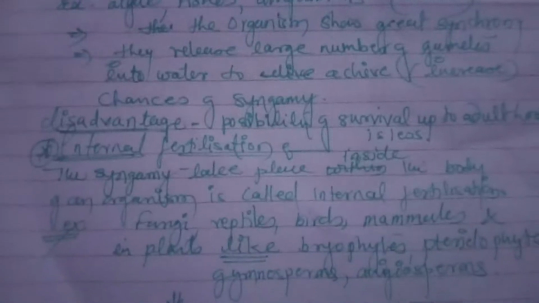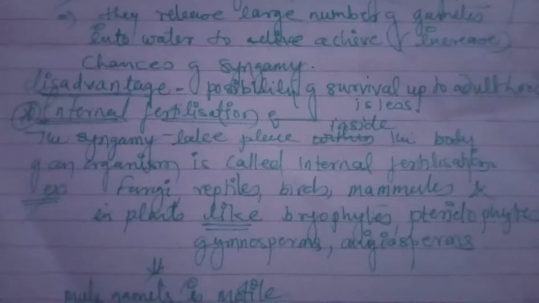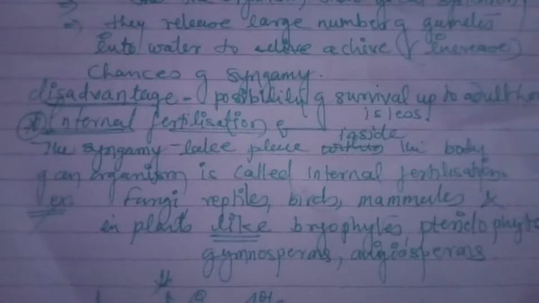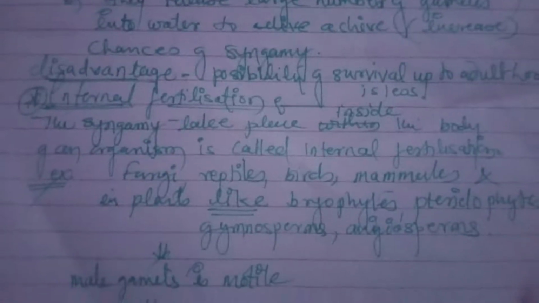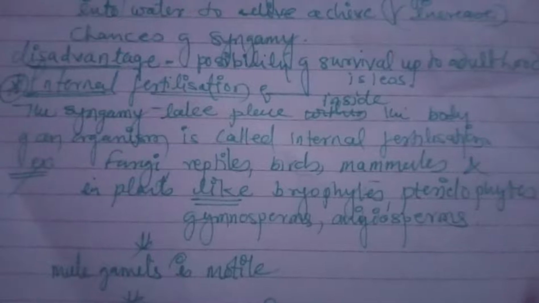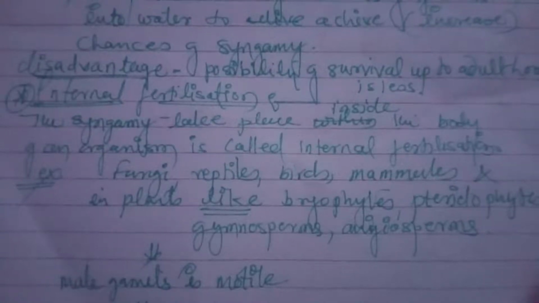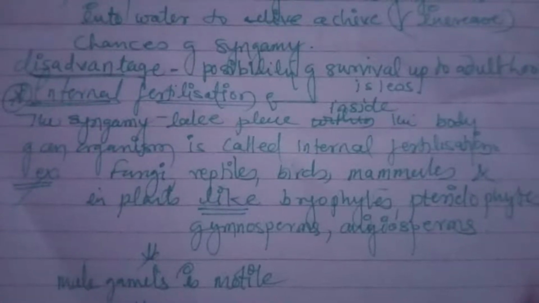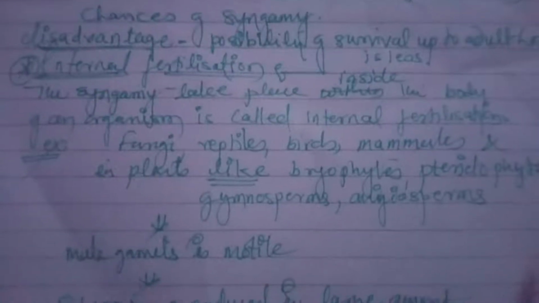In opposition to external fertilization, there is a second type of fertilization, that is internal fertilization. In the sense, syngamy takes place inside the body of an organism, which is called internal fertilization. Examples: fungi, reptiles, birds, mammals, etc. And in some plants also internal fertilization takes place, like bryophytes, pteridophytes, gymnosperms, angiosperms, etc. Right. So internal fertilization means the fertilization takes place inside the body of an organism.